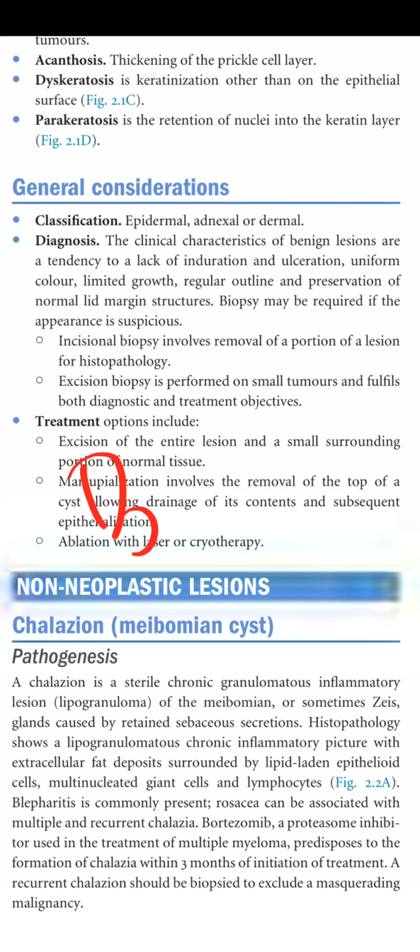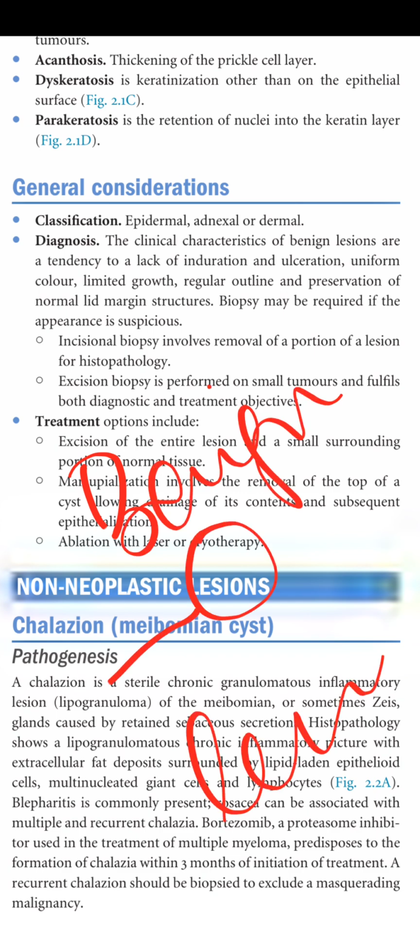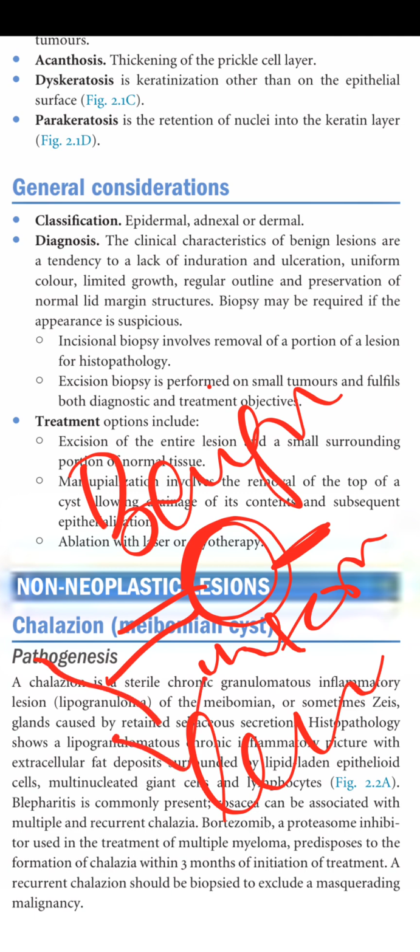So basically, how do you differentiate whether this is a benign lesion or a malignant one? Benign will be of a uniform color. Its margins are distinct, there is no increase in size, and there is preservation of the other structures. Whereas a malignant lesion is basically aggressive. It will not have a uniform color, shape, or size, and it will also destroy the lid margin structure.